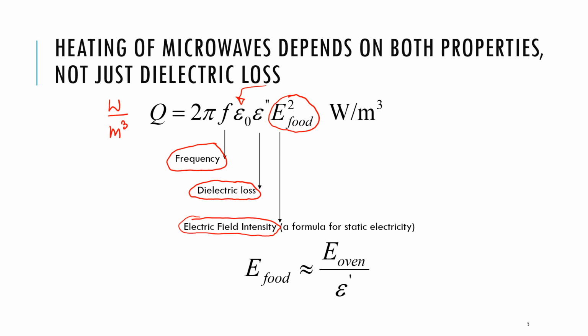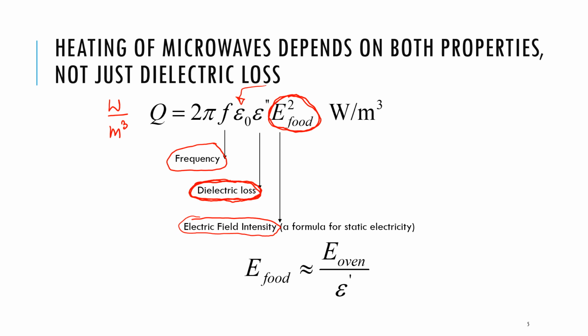Now this might make somebody think, okay, so all I need to know is this dielectric loss to determine how much heating is going on. What is the constant doing? What is not obvious from this formula is that the electric field inside the food depends on the dielectric constant.